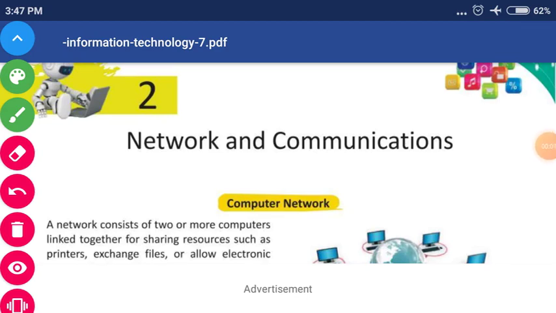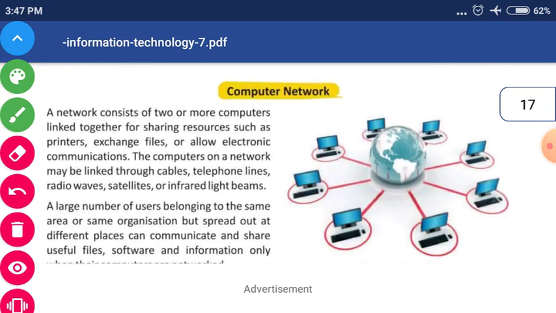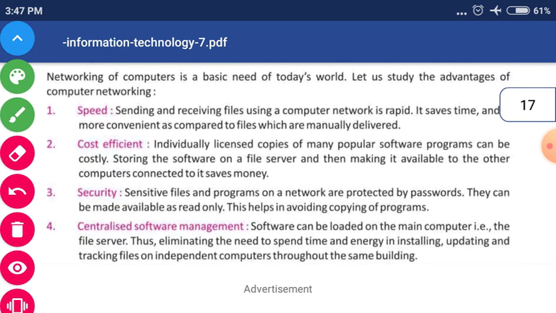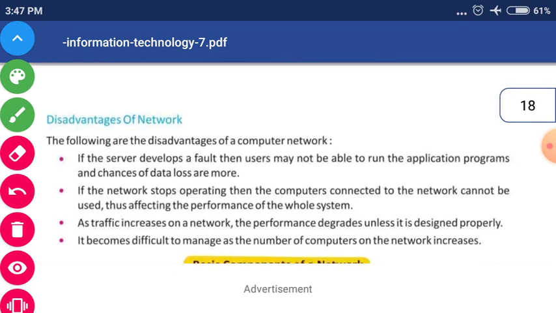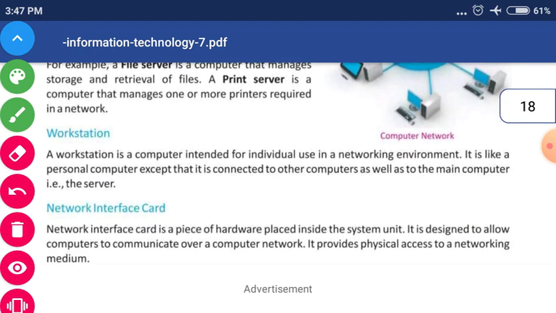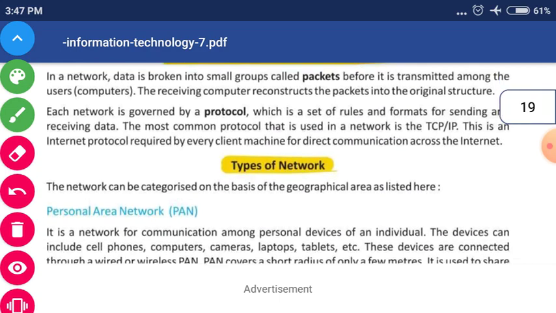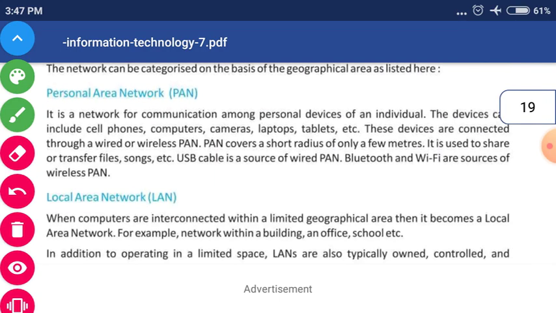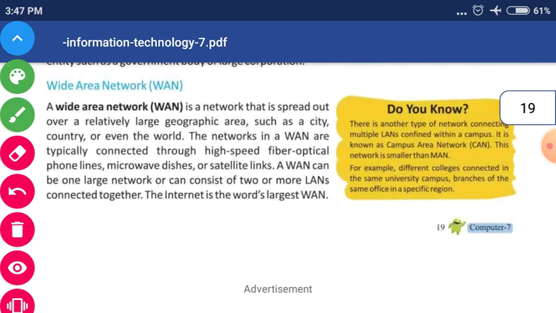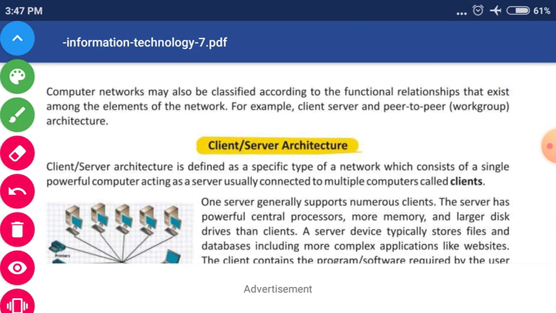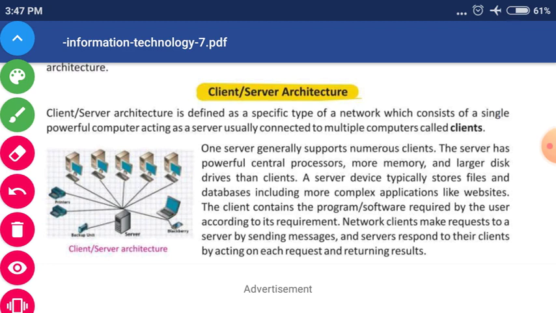In the previous topic, we learned about network and communication, and so far we have known the following terms: what is a computer network, its advantages, disadvantages, components of a computer network, how data transfers in a network, and types of network. Now we are going to learn in detail how we can create a network with the help of the following architectures. The first one is client server architecture.